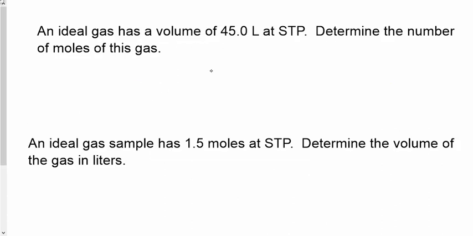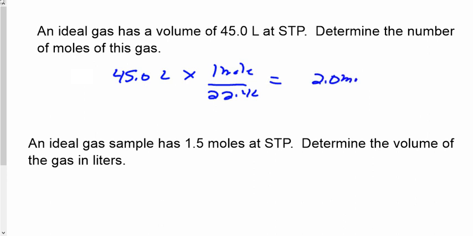An ideal gas has a volume of 45 liters at STP. Determine the number of moles of this gas. As long as we're at STP, all I have to do is say 45.0 liters times 1 mole, and we don't know what the gas is, it really doesn't matter, divided by 22.4 liters. That's all we have to do, that quick ratio. And this turns out to be 2.0 moles of the gas, rounded to the tenths place.